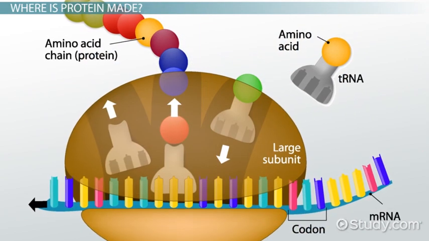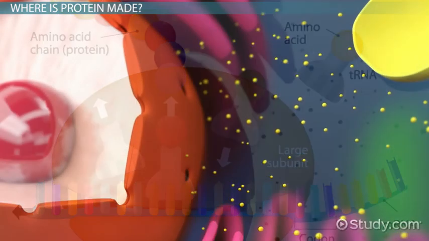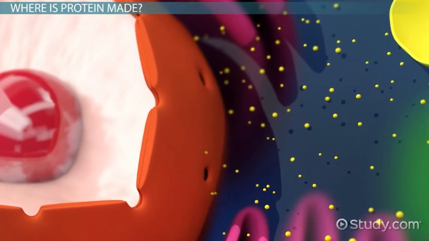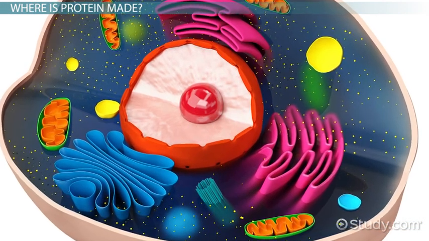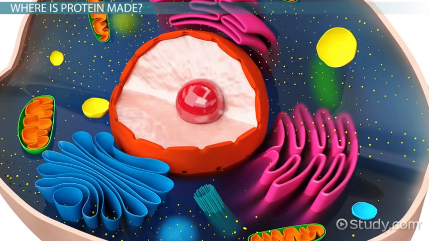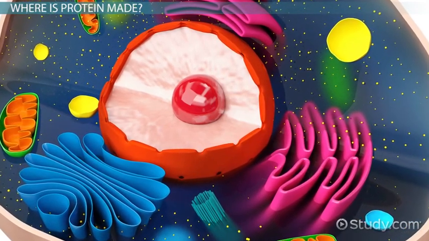Now that you know what protein looks like, let's turn our attention to where protein is made. Protein is assembled inside cells by an organelle called a ribosome. Ribosomes are found in every major cell type and are the site of protein synthesis. This is an illustration of your basic body cell. Inside, you'll notice small circular structures. Those are ribosomes, where protein is being synthesized.